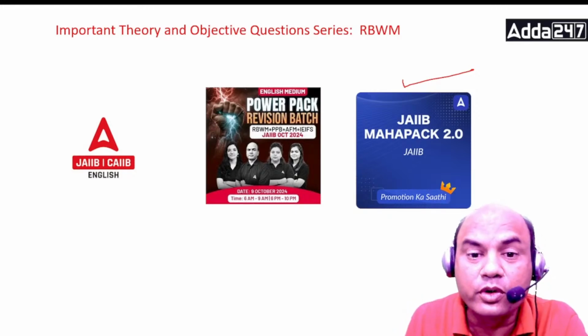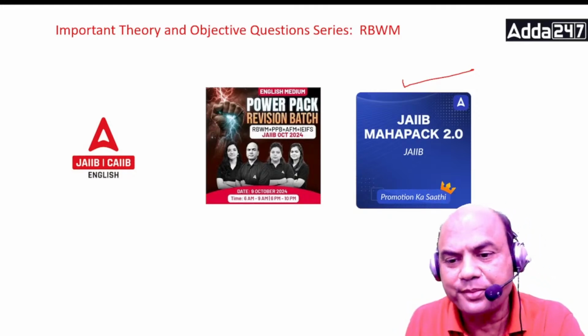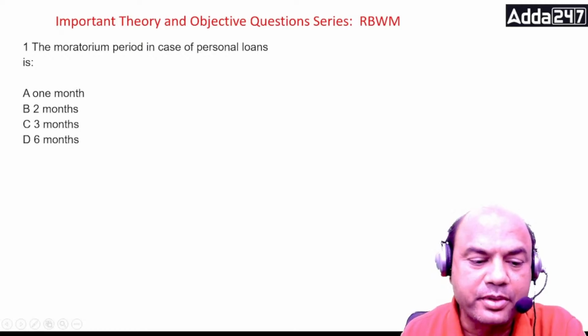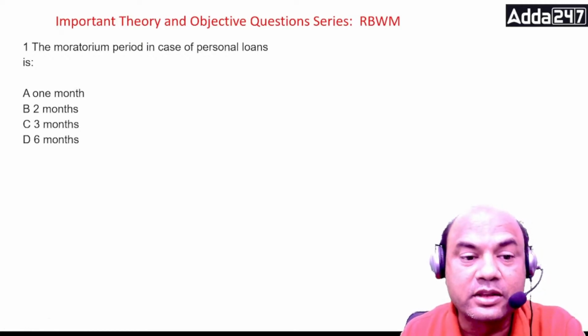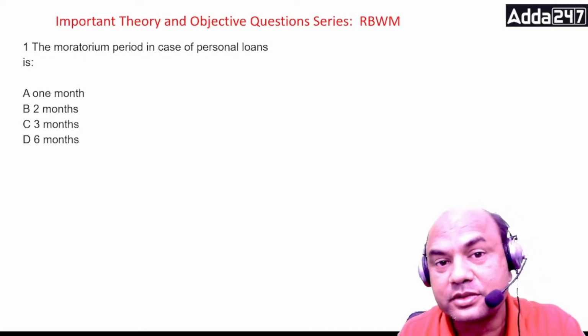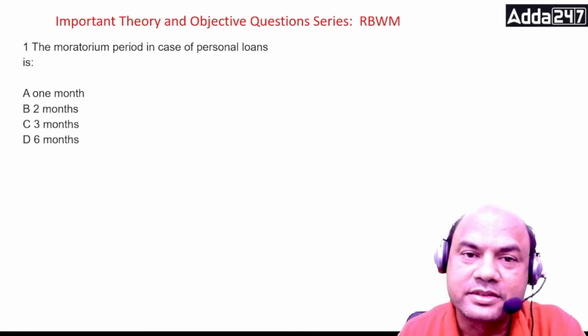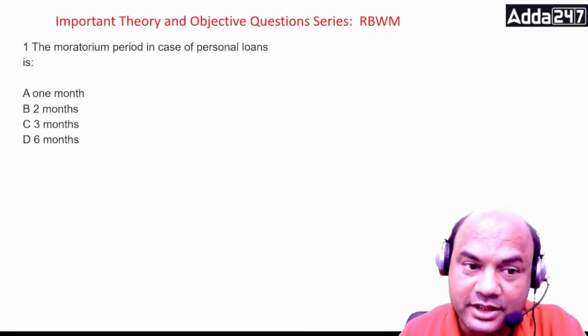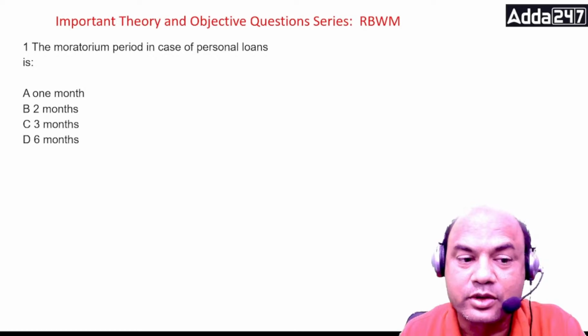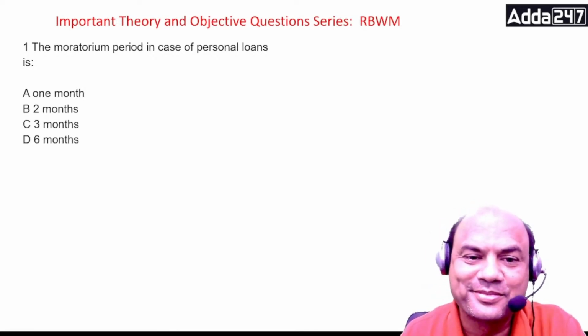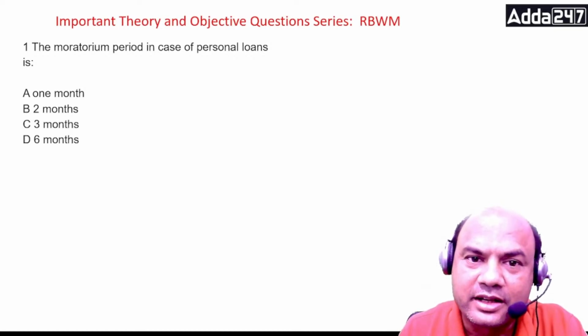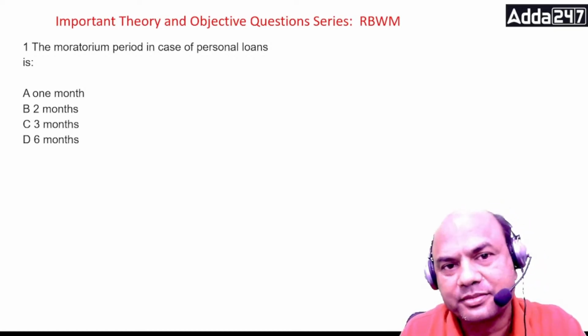Let's move on to the next question. The moratorium period in case of personal loans is, now see this, we are talking of the moratorium period in case of personal loans. Firstly, is there a moratorium period in PLs? Let's see the options: 1 month, 2 months, 3 months, 6 months. Actually, I'll tell you, there is no moratorium period.